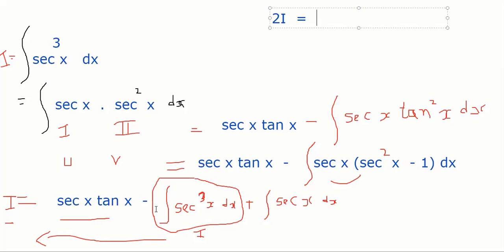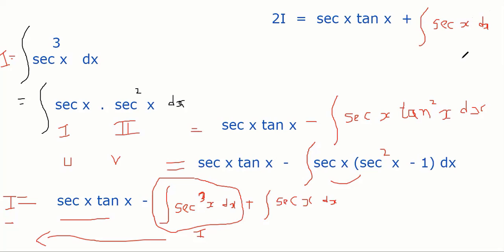I just put this whole I into the left side. So 2I is equal to secant x tan x plus integration of secant x. Please ask me whether you have any confusion in this step. This is what I did now. I only moved the whole I into the left side. My question becomes this, and finally I need to find I, the integration of this, right?